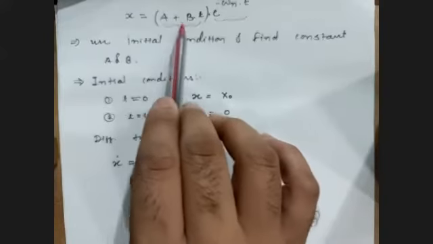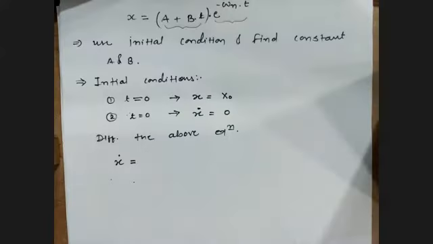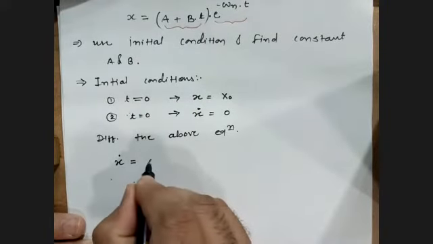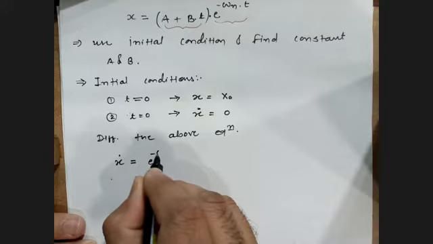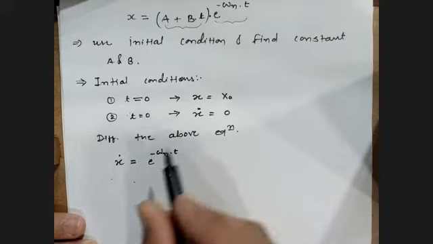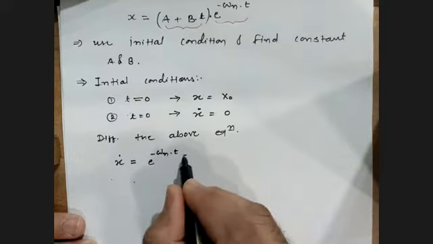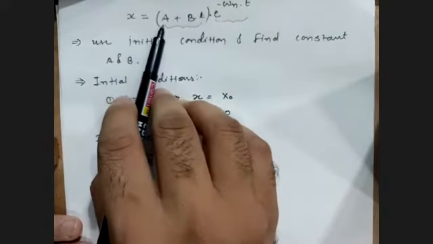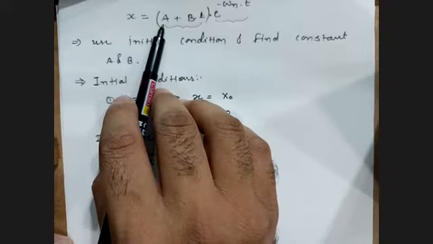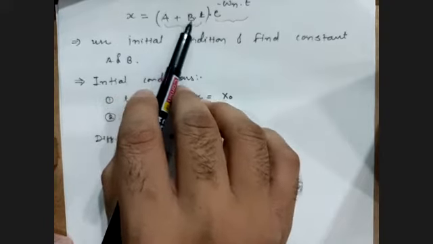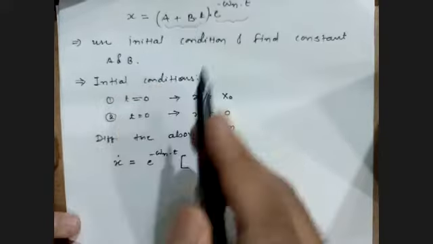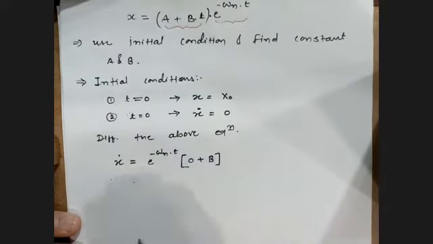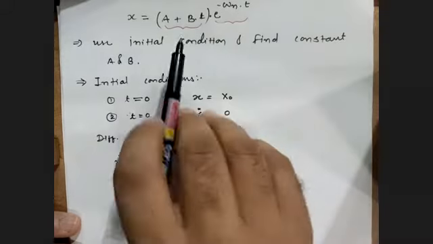Differentiate a plus bt. What should be the differentiation here? We'll keep e to the power of minus omega n t as it is, into the derivative of a plus bt. What would be the differentiation of a? It is a constant, so 0, plus b times t. The differentiation of this term is b itself, so 0 plus b. This is the differentiation of this part.